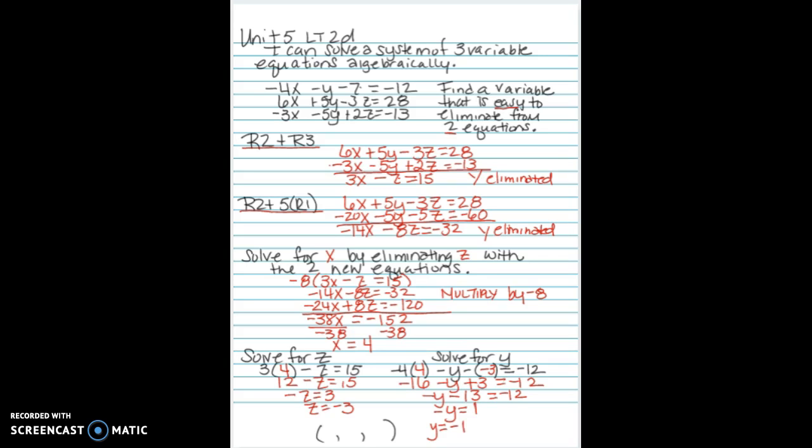I write my final answer as what we call an ordered triple, x, comma, y, comma, z, with parentheses around it. So x is 4, y is negative 1, z is negative 3.